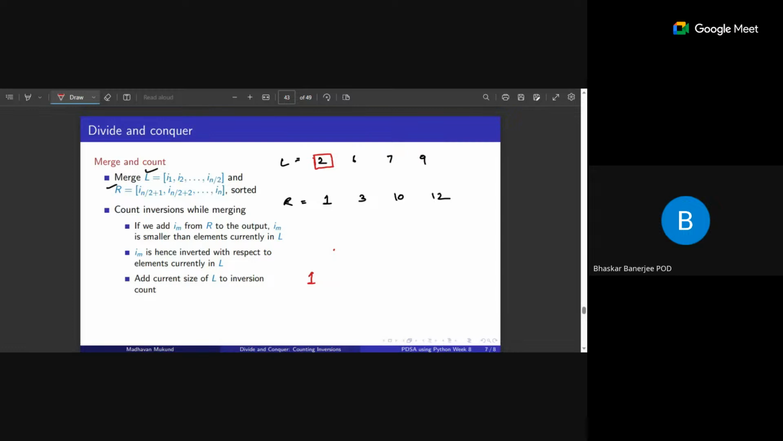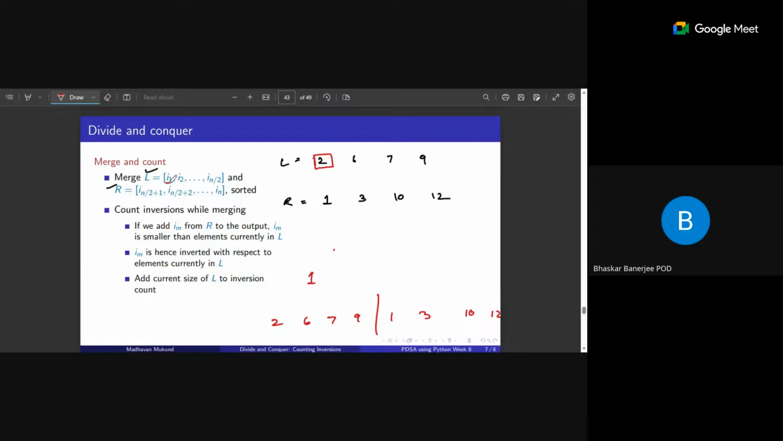But what does that indicate in terms of the sequence of likability? That means 2, 6, 7, 9, these 4 numbers which are earlier. Remember, I told you the original sequence that my friend gave is 2, 6, 7, 9, 1, 3, 10, 12. I did not rearrange anything. I just broke it down over here.